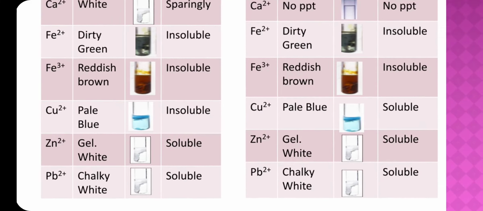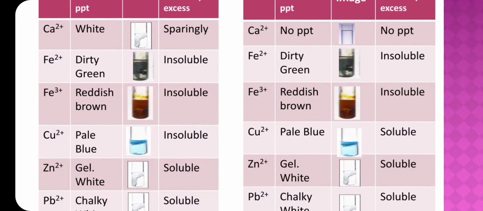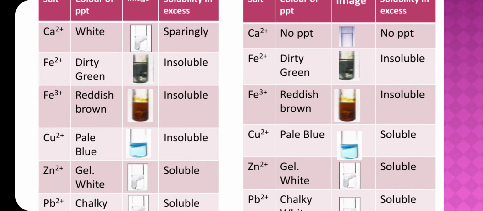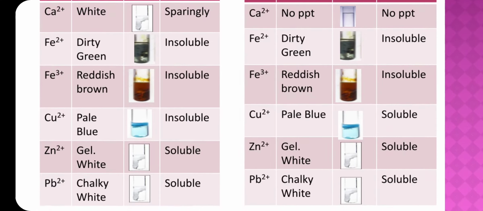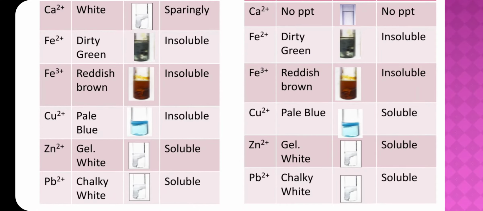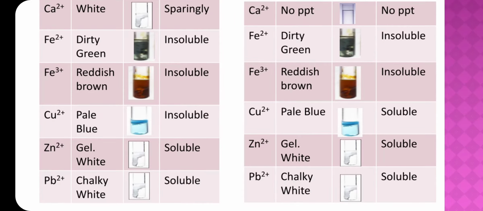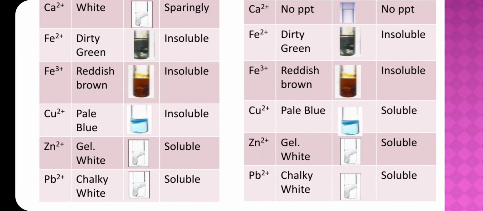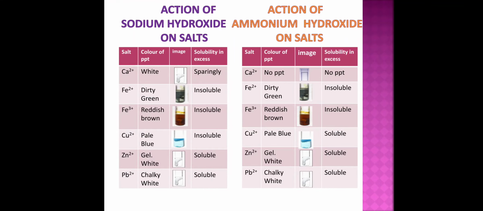So we see the difference in the copper salt and there is a difference in the calcium salt. In calcium salt, when it is reacted with ammonium hydroxide, there is no precipitate, and in copper salts, the difference is both give pale blue precipitates, but with sodium hydroxide it is insoluble, whereas with ammonium hydroxide it is soluble. So once again you can just see this chart at one glance. It will help you to have all these reactions at one time.